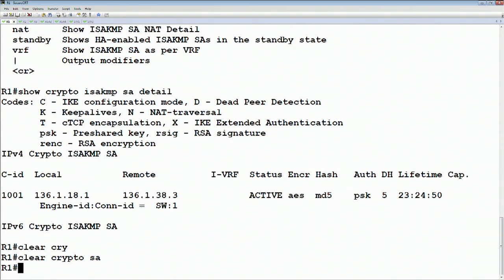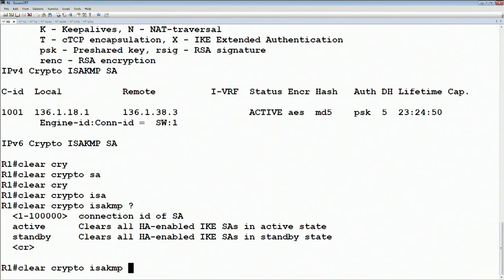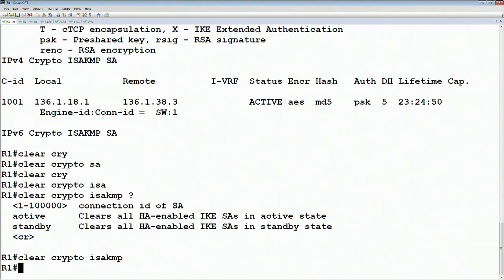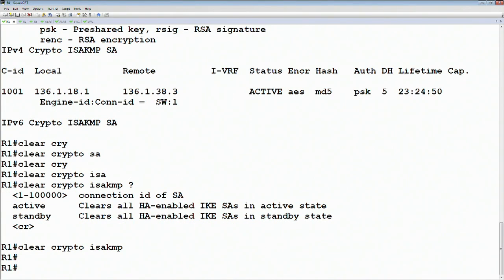That's going to delete the phase 2 IPsec SA. And let's clear crypto ISAKMP SA. Okay, that's going to delete the phase 1 SA. Then, of course, we can do it based on specific connection number. This is going to be if we have more than one tunnel currently active.